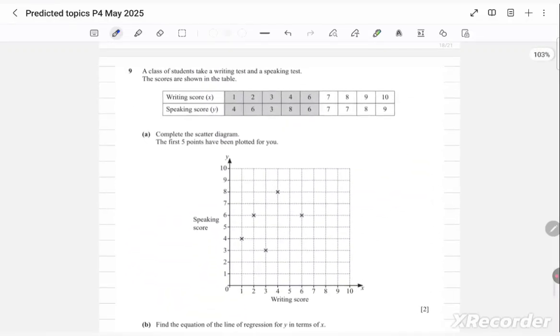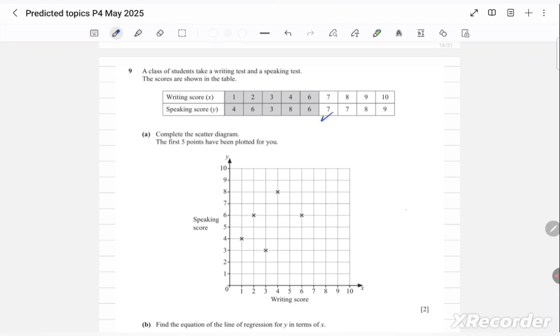Okay, now we are moving to 2 questions and we should use calculator. Here, the first 5 points of this scatter diagram have been plotted for you. By the way, in paper 4, usually you will find one question to sketch a graph by calculator, and the second one to find the equation of the line of regression, also by GDC, graphical calculator. Okay, first part, 7 and 7.